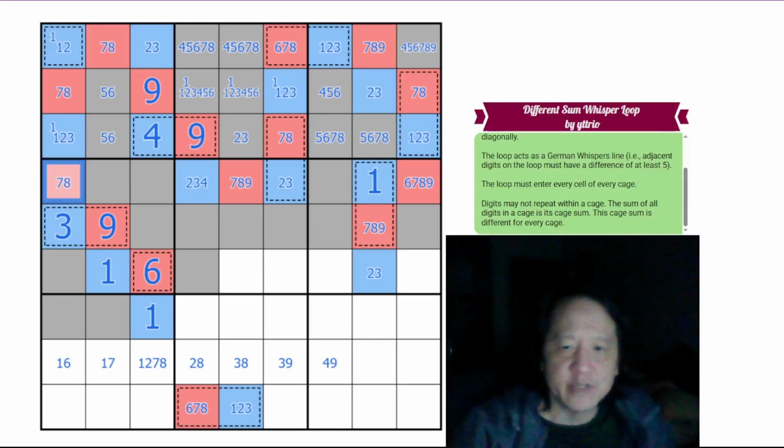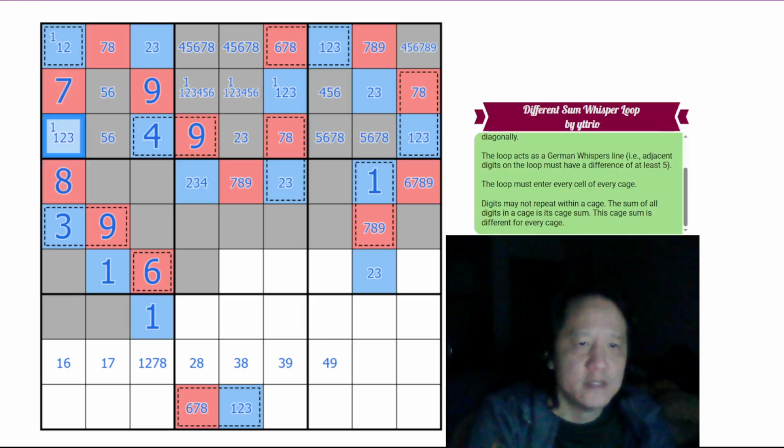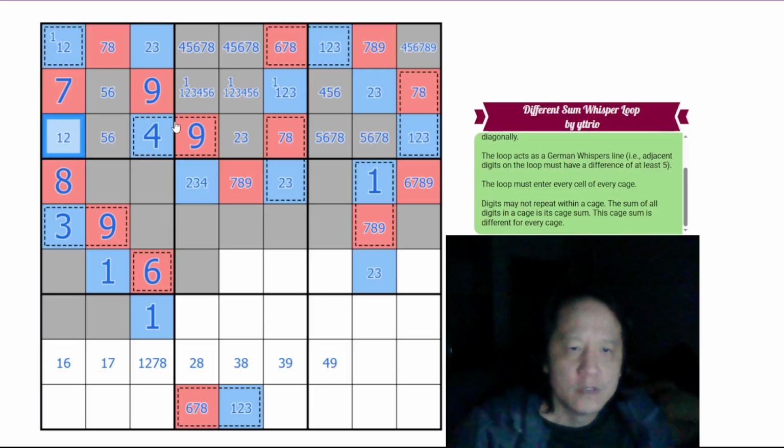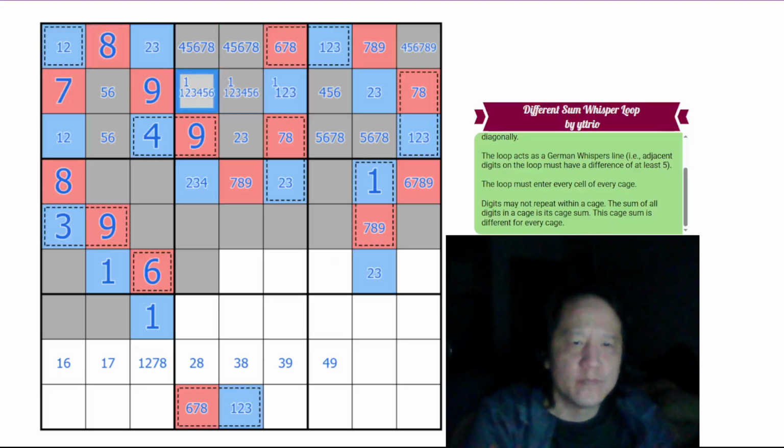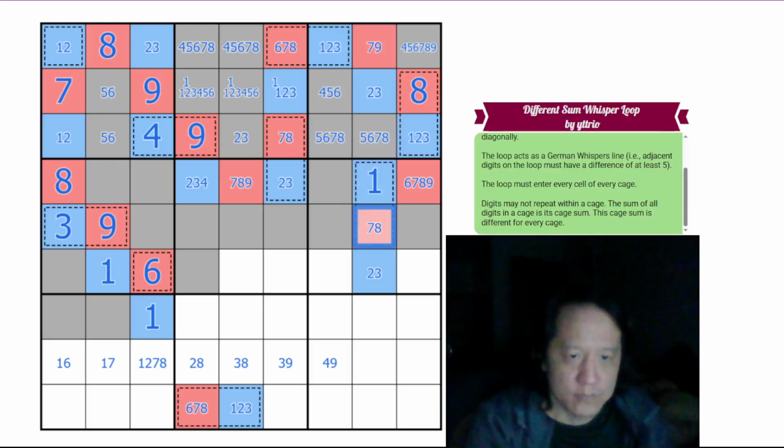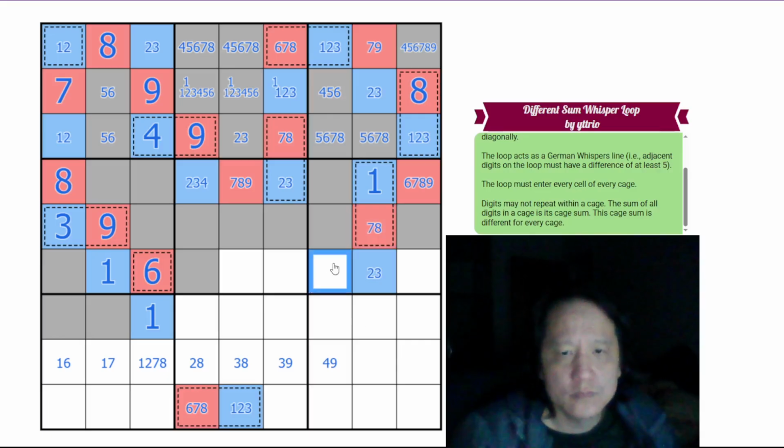This 3 has to be next to an 8 on a Whisper 5 line because it already has a 9 here. 8 eliminates 8 here. So this is 7. 7's next to both 1 and 2 on the Whisper 5 line. 7 eliminates 7 here, so this is 8. This can't be 8 here anymore. This can't be 9. So we have 8 here.